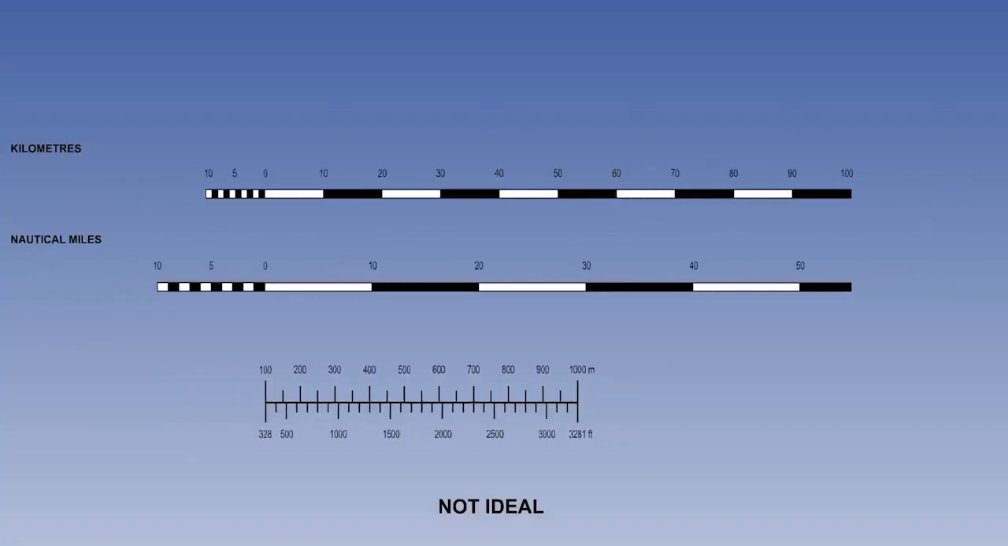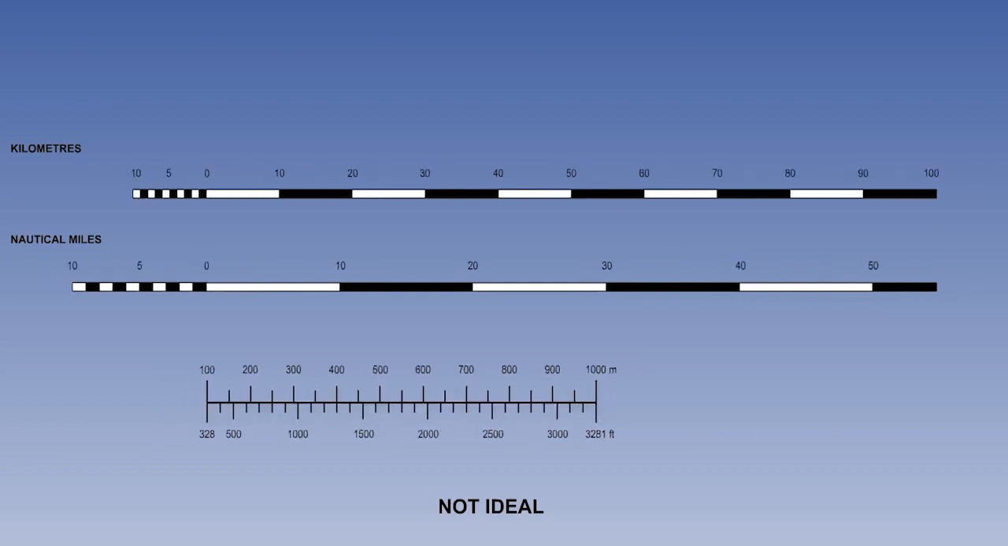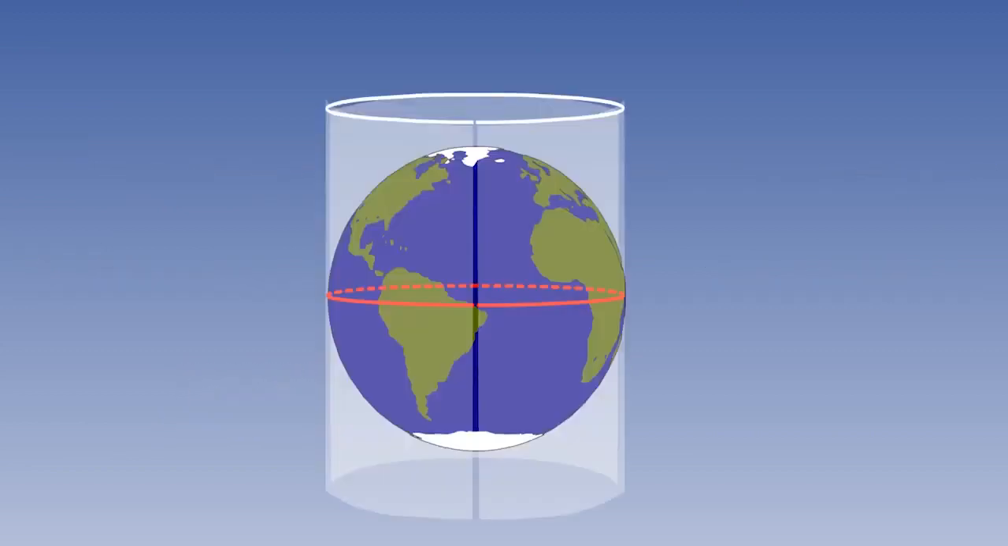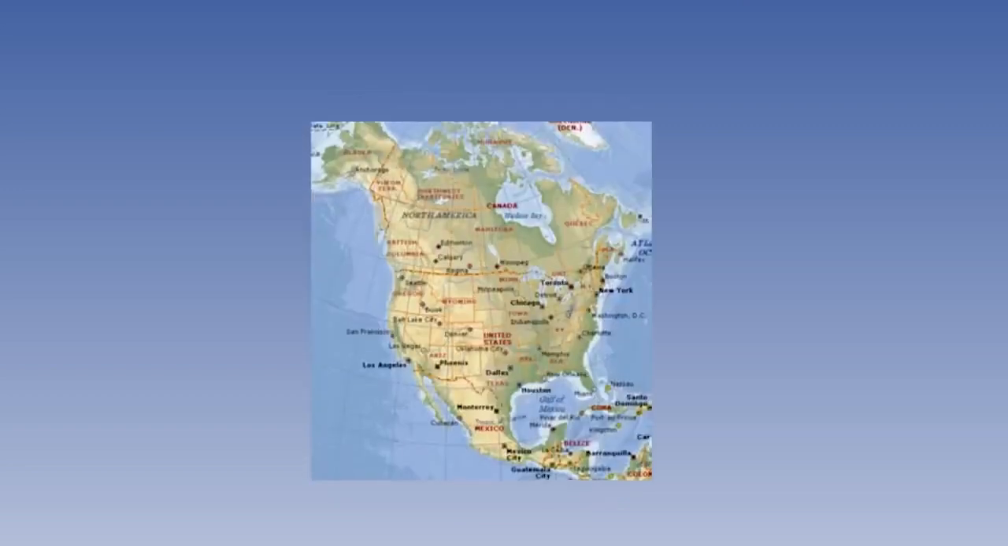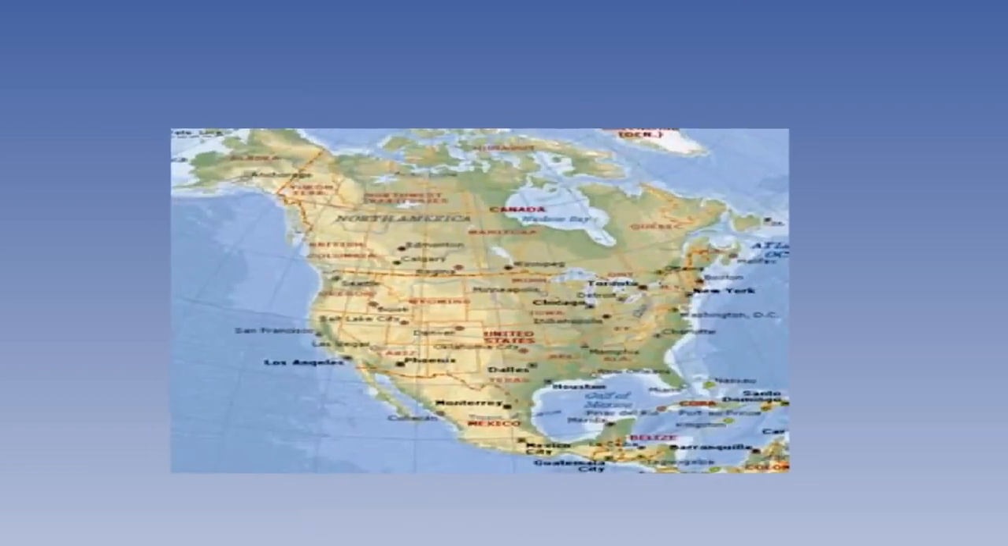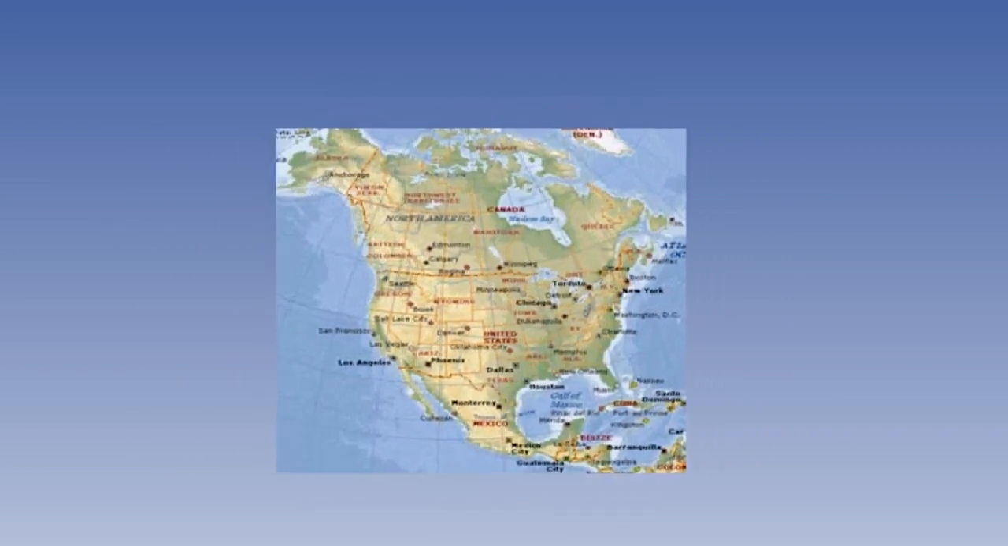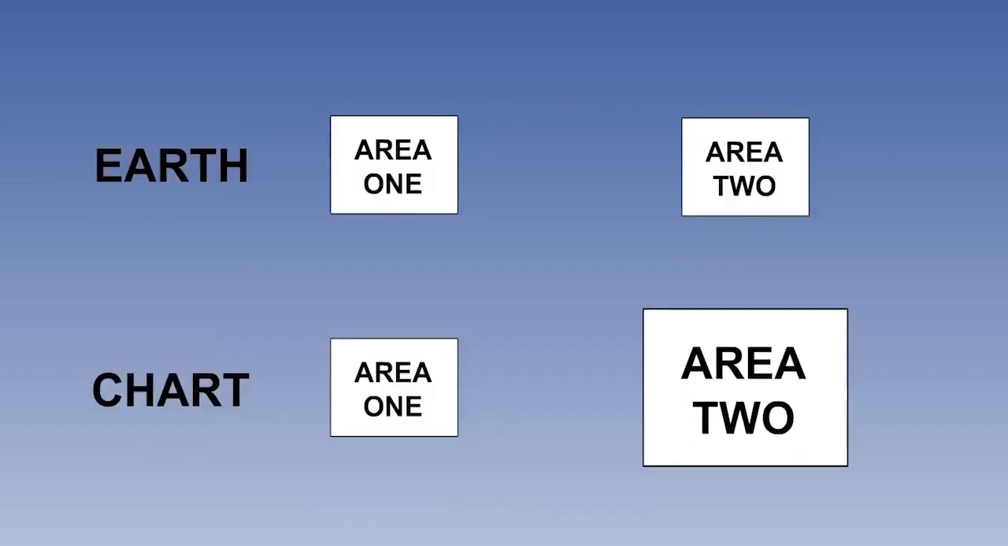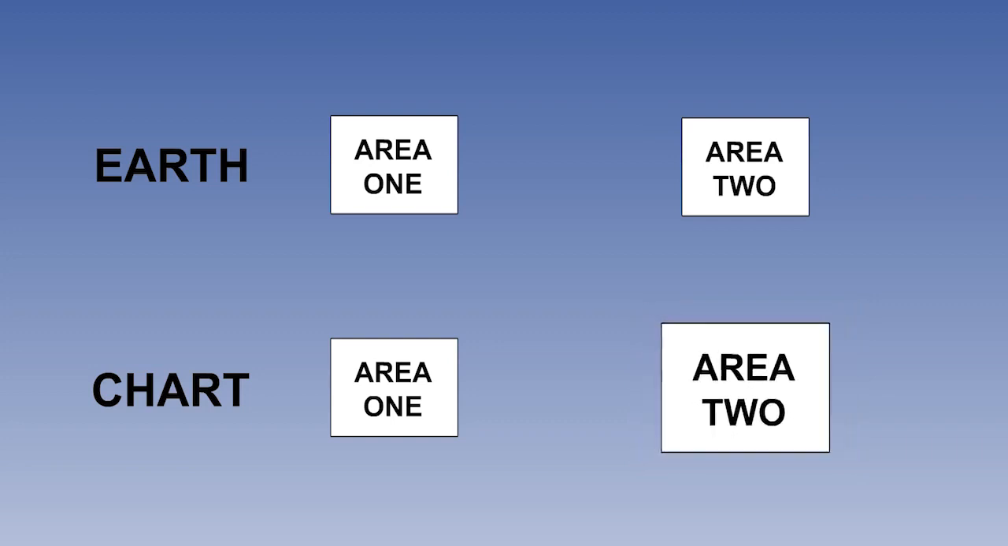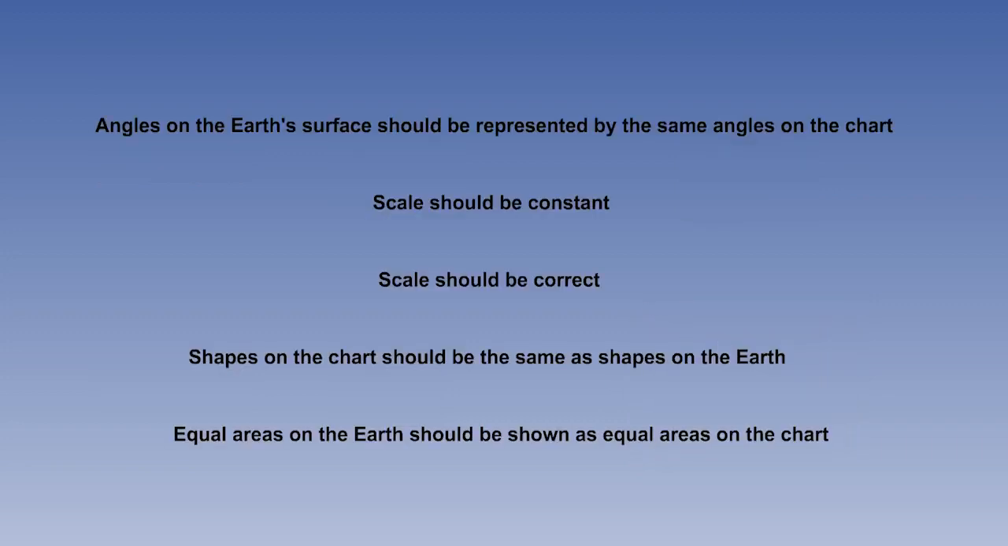Ideally, scale should be constant all over the chart. However, as we shall see, it is not possible to have it constant everywhere. In this case, it is desirable to at least have it correct at one known point. Shapes on the chart should be the same as shapes on the Earth. Equal areas on the Earth should be shown as equal areas on the chart. So this is our list for an ideal projection for any application. But now let's consider how many of them are important for navigation.